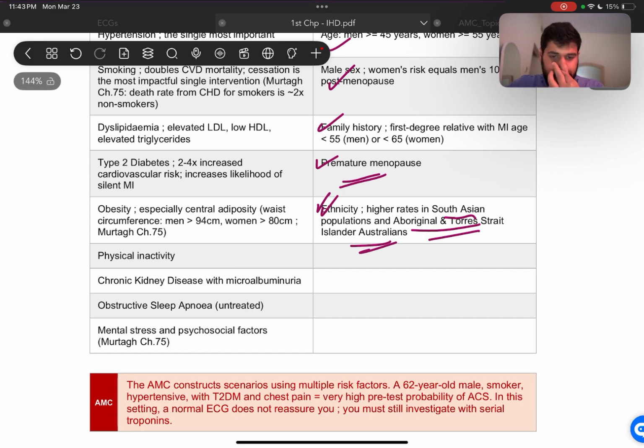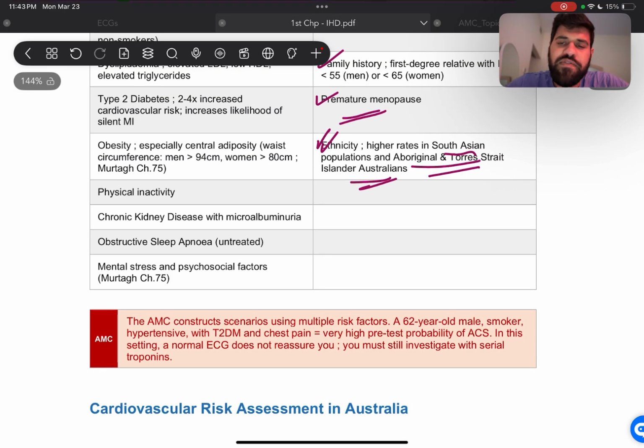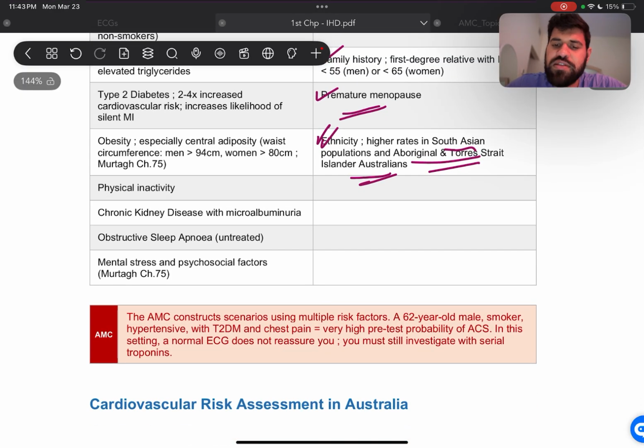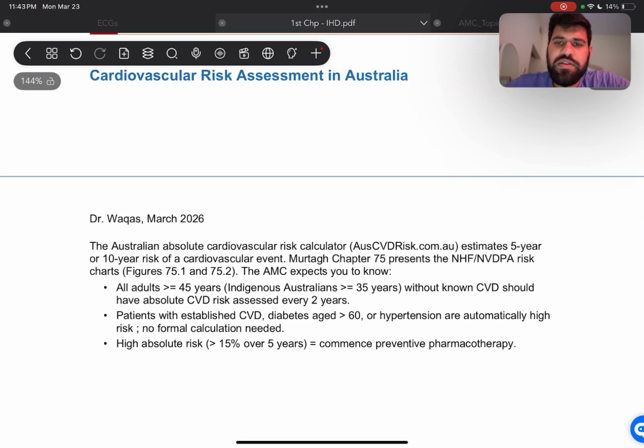All right, there we go. So AMC is going to construct scenarios. They will give you maybe the ethnicity, the family history, the age, or the gender, and then give you those diseases. And this is not just for cardiac; it's for every single pathology that they will test you on. And you'll have to keep a patient profile in mind, that certain patients are going to be more susceptible to certain diseases. All right. Now moving on to the cardiovascular risk assessment in Australia.